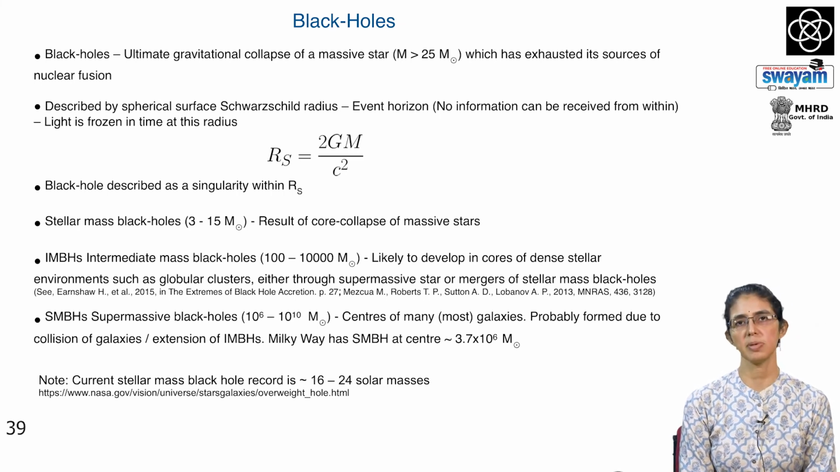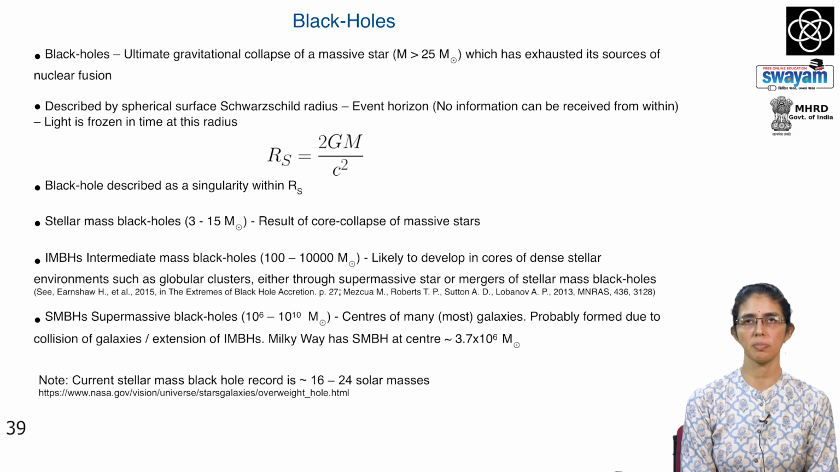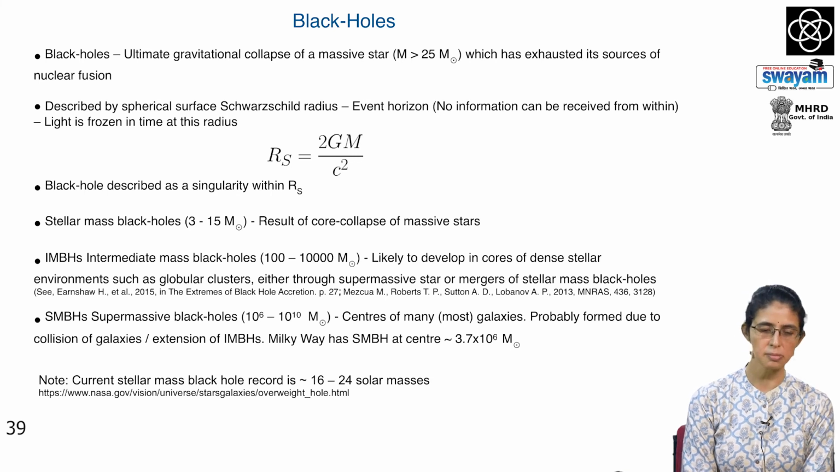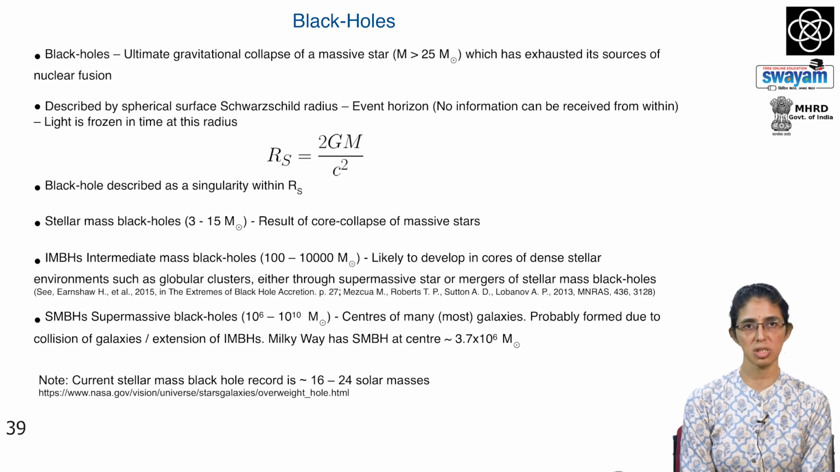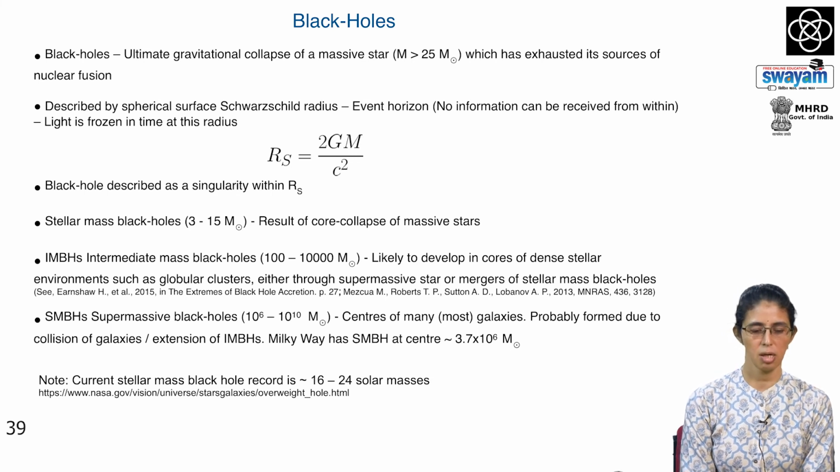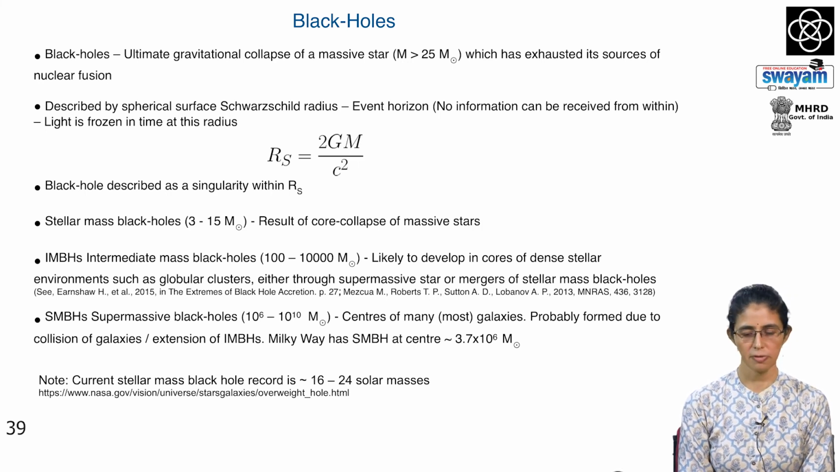One can also estimate the mass of a black hole based on the gravitational influence of the black hole on other objects, the other stars in the vicinity. And black holes based on their mass are categorized into three types. One is the stellar mass black holes, the intermediate mass black holes, and the supermassive black holes. So, the stellar mass black holes generally are found to have masses between 3 and 15 solar masses. It is believed that these are the result of the core collapse of massive stars.